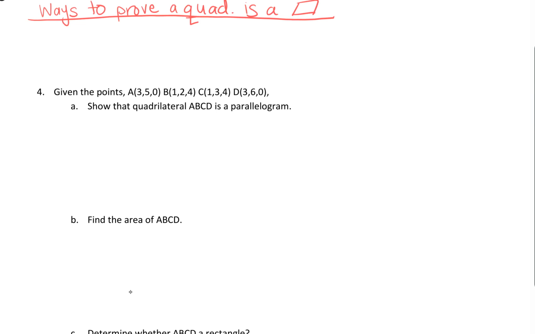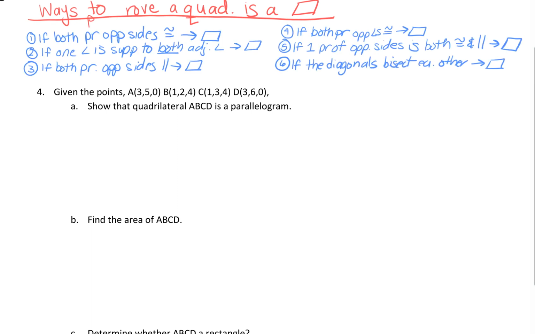Okay, second half of lesson 10.3. We're looking at ways to prove that a quadrilateral is a parallelogram. We're going to come up with 6 different ways. So think about those 6 ways right now. Pause the video, write them down, and then you'll see them in just a moment.